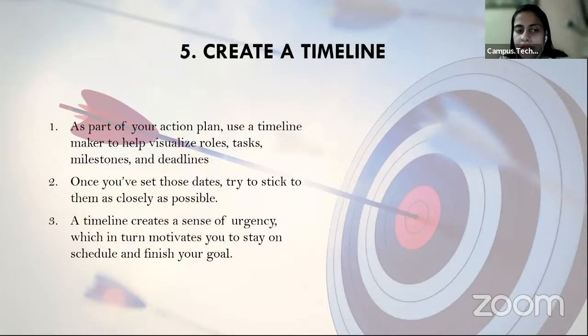A timeline creates a sense of urgency, which in turn motivates you to stay on schedule and finish your goal. Whenever we see a deadline in front of us, that by this time we have to achieve this, it creates a sense of urgency in our life, and we try our best. We do our best to meet those deadlines. Those deadlines act as motivation to make you stay on your schedule and accomplish your goal on time. So create a timeline.